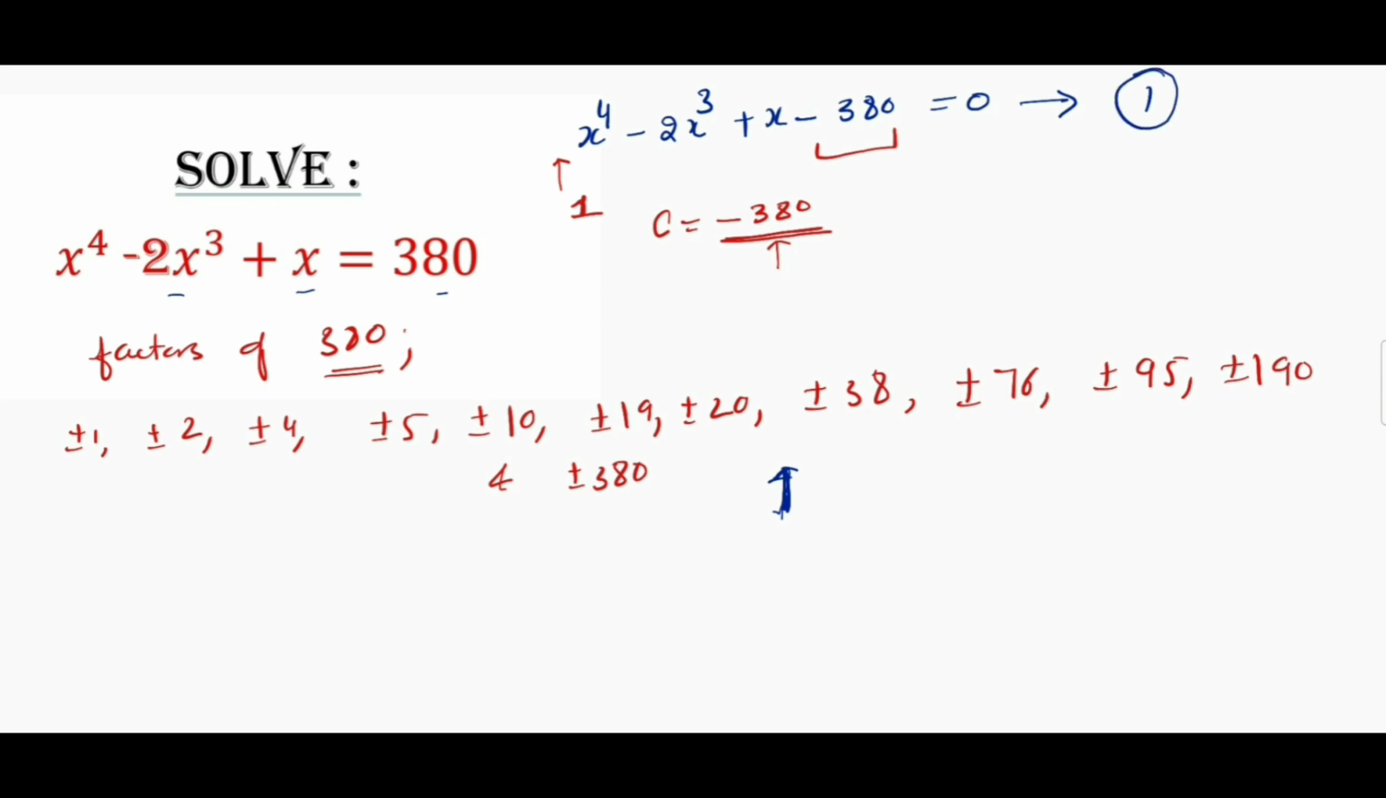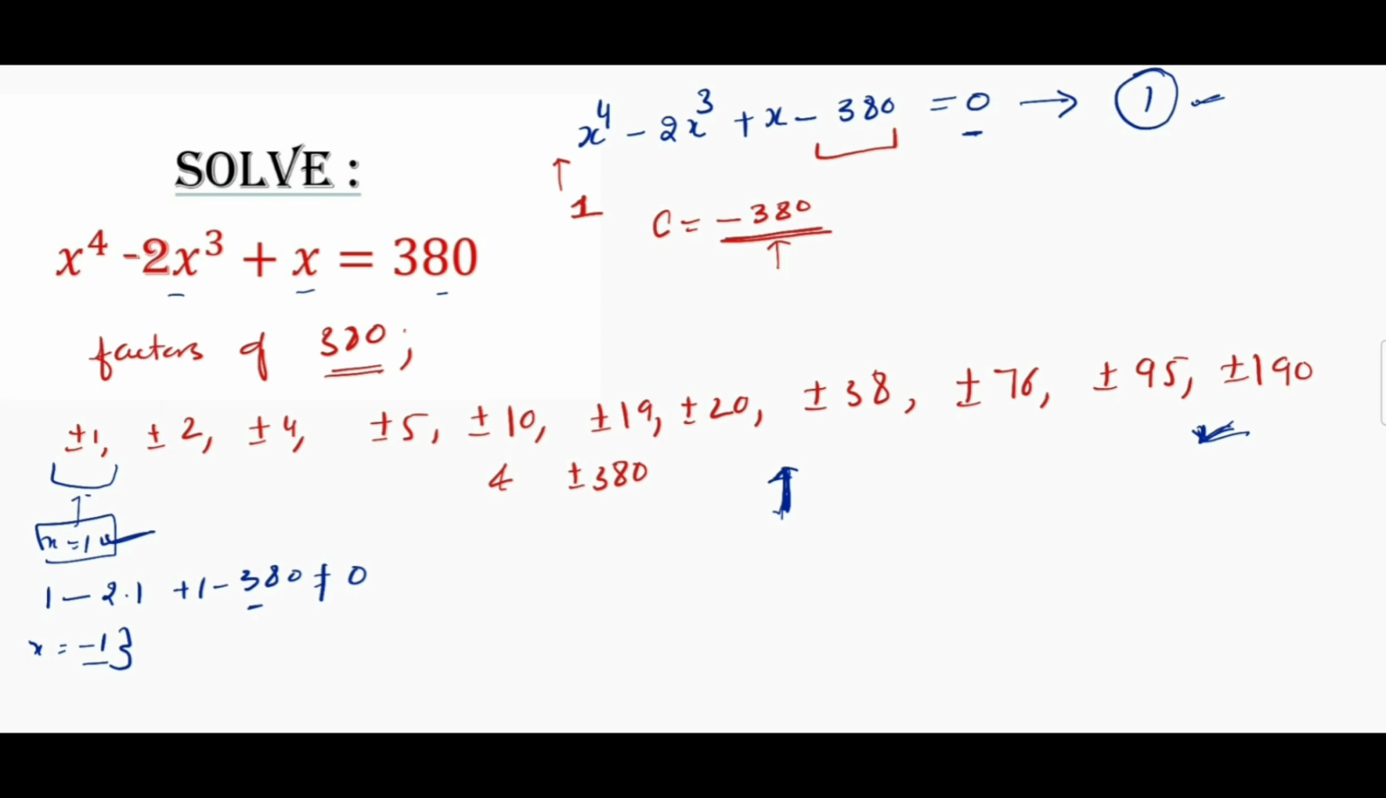So one by one we'll put all these values here and we'll get all values of x, but this will become very lengthy. So we'll find at least two factors of this equation by putting these values. First we'll start with plus minus 1. If we put x is equal to 1 in equation 1, then this equation will become 1 minus 2 times 1 plus 1 minus 380. Obviously this will not be equal to 0, so x is equal to 1 is not the solution of this. Similarly, x is equal to minus 1 is very small, it won't be the solution for this equation.